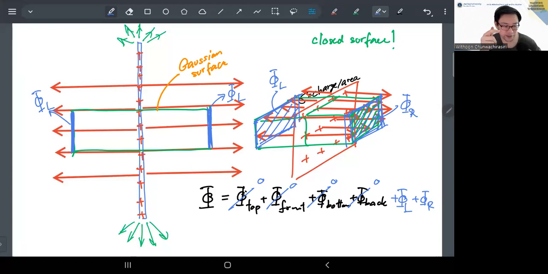Very good. So far, so good. I hope this will give you another kind of geometry in contrast to the one that we did with the sphere. With that sphere, we always build a sphere, right? With the spherical symmetry, we build a sphere wrapping around the charge. Now we have a plate, so we build a box.